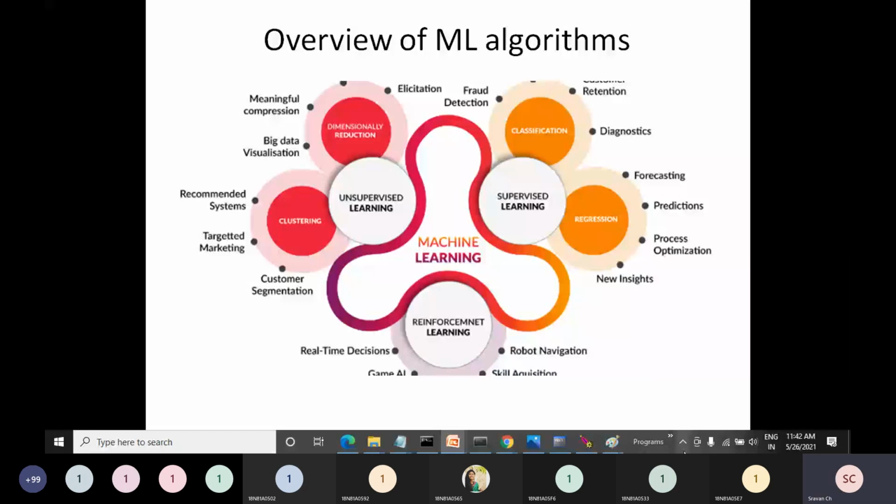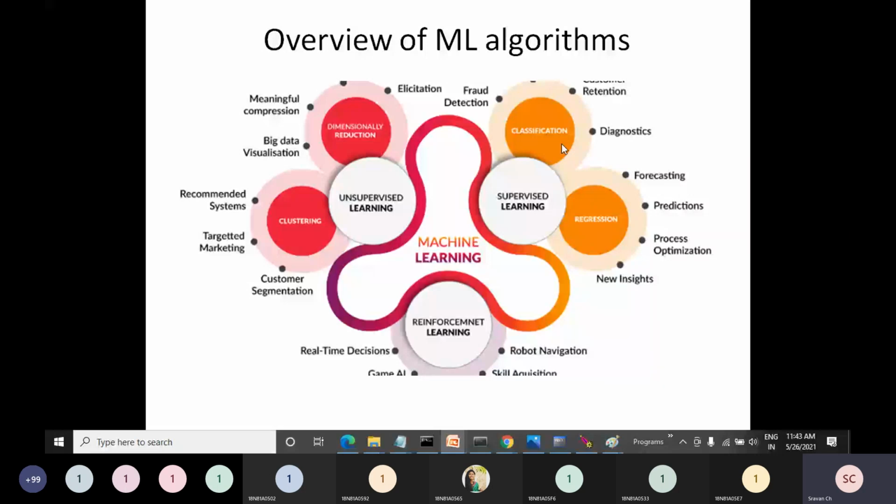So in machine learning, there are three categories, my dear friends. One is supervised learning. Another is unsupervised learning. The third is reinforcement learning. So these are the three categories. Again, under supervised learning, we get problems of classification and regression.